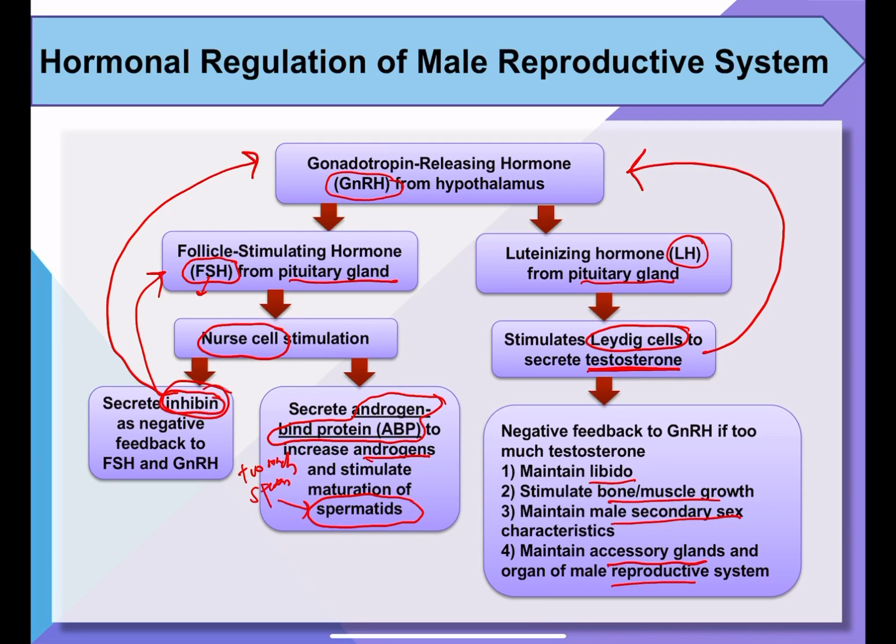So they're kind of different from how FSH works. To negative feedback on FSH, you need inhibin. Now, testosterone itself, being the product, will negative feedback to your hypothalamus to stop the production of testosterone when there's too much of it. So make sure you understand these different hormones for the male reproductive system.